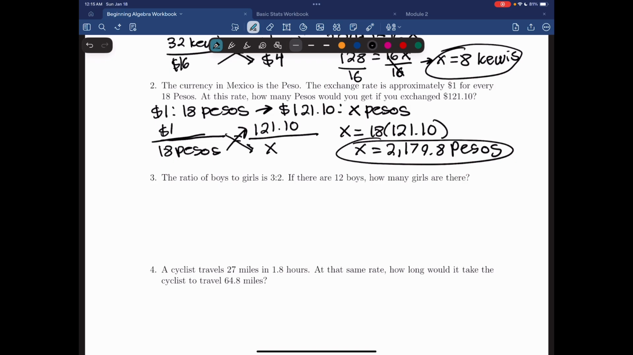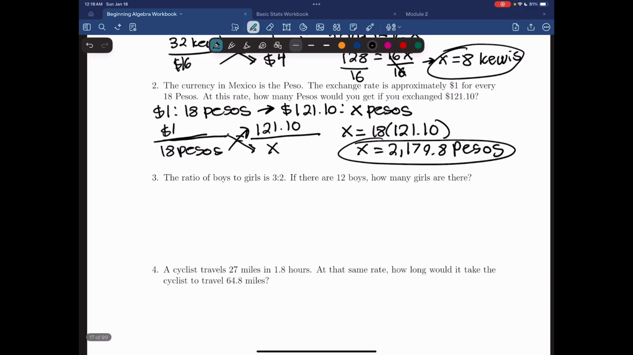Now for example number 3, I encourage you to pause the video and work through this problem on your own. And now let's work through it together. So we have the ratio of boys to girls is 3 to 2. If there are 12 boys, how many girls are there? Well, we're told here that the ratio of boys to girls is 3 to 2.